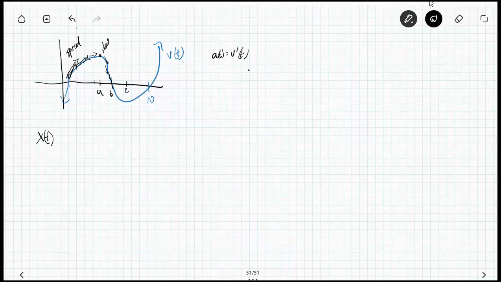How about from B to C? Well, velocity is negative, it's below the x-axis, and it's also decreasing, which means its acceleration is negative, which means it's speeding up in the left direction, right? From C to 10, we're going to ignore everything to the right of 10. From C to 10, velocity is negative, it's below the x-axis, but its tangent lines, or its acceleration, is going to be positive because it's increasing. So velocity is negative, acceleration is positive, therefore it is slowing.